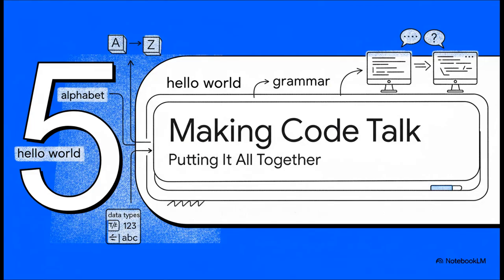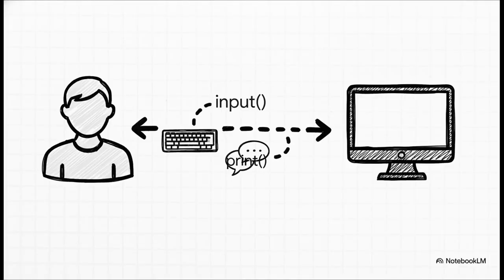All right, we've got our alphabet, we've got our words, both nouns and verbs, we know about our different data types, we've basically learned the grammar. Now, it's time to put it all together and have a real, actual conversation with the computer. You know, a good conversation isn't a monologue, right? It's a two-way street. To make our code interactive, we need two essential tools. First, the input function, which basically pauses everything and waits for the user to type something. And second, the print function, which is how our program talks back to the user.